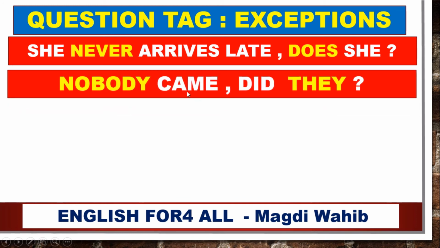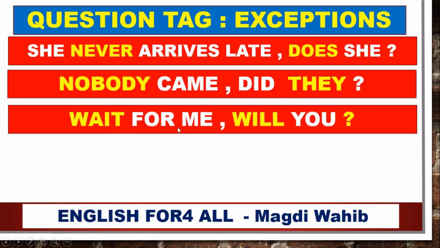Nobody came as we agreed. Nobody is an indefinite pronoun. We change it into they. And came is past simple. We use did as positive. Wait for me. You are asking some person to wait for you. So you say wait for me. Will you? Or wait for me. Would you? This is a standard.